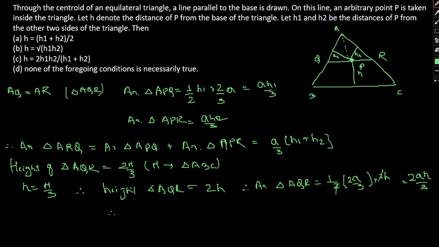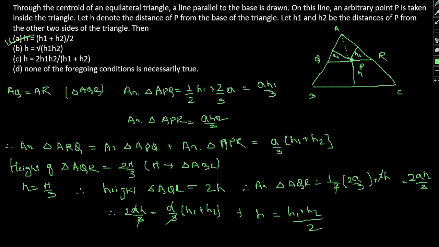Therefore 2Ah by 3 will be equal to A by 3 times H1 plus H2. So A gets cancelled, this gets cancelled, so finally h will be equal to H1 plus H2 by 2. So if we go by the options, option A is our answer. Okay, so I hope this is clear.